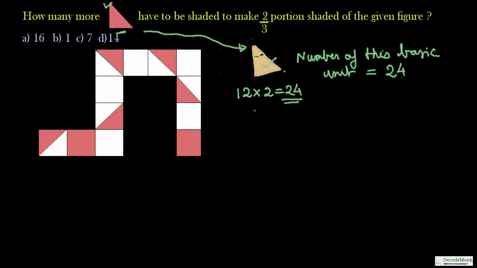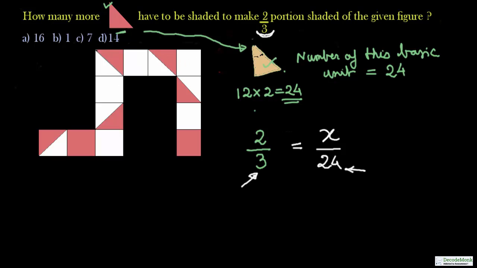And now we have to make the shaded portion 2 by 3. Please try to understand that here the denominator is 3, whereas our total number of basic units is 24. You know that the denominator represents the total number of parts. So you want 2 by 3 and you have 24 in the denominator, and you want something in the numerator. Suppose let me represent this by x. You want something here which should be equal to 2 by 3, so that the shaded portion is equal to 2 by 3 of the figure.